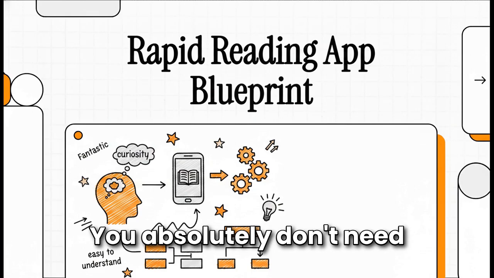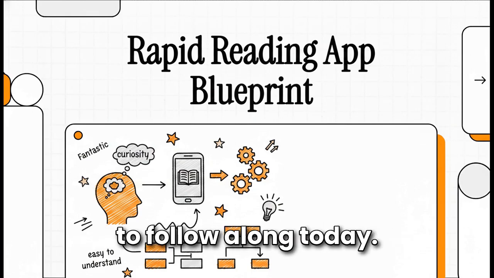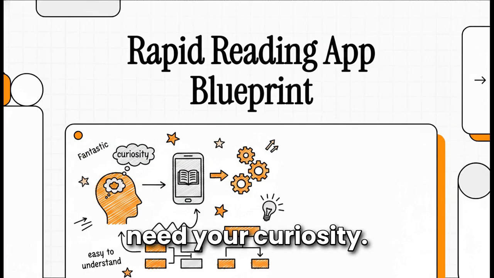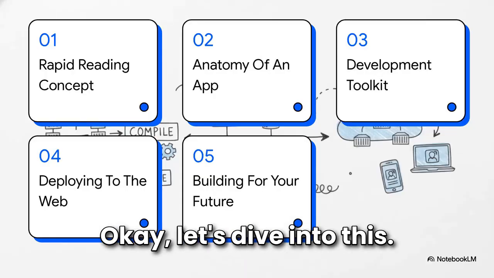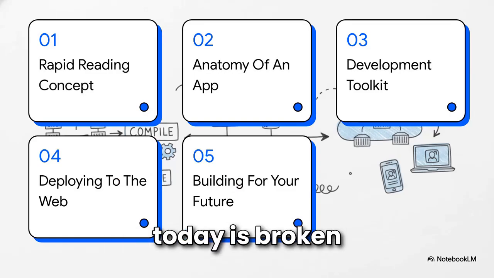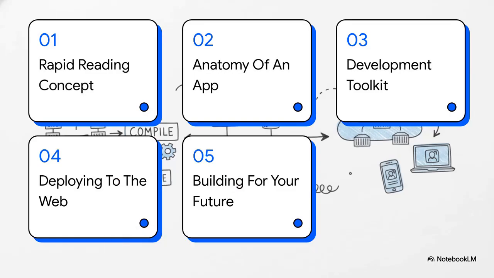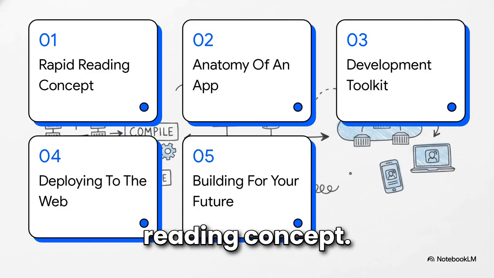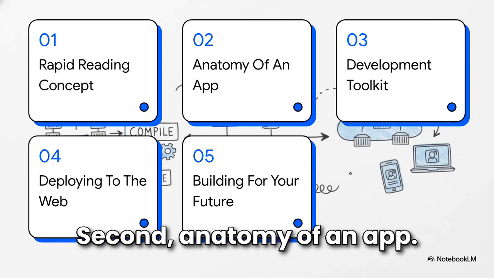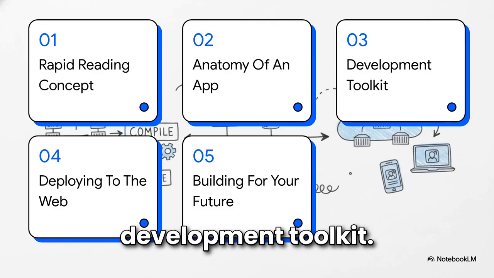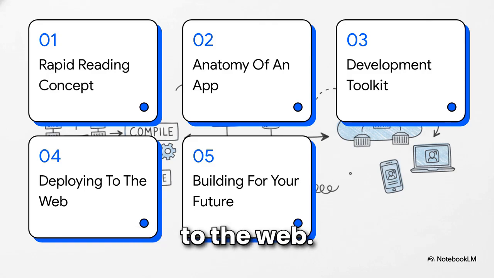You absolutely don't need a computer science degree to follow along today. You literally just need your curiosity. Okay, let's dive into this. Our educational blueprint today is broken into 5 really clear sections. First, the rapid reading concept. Second, anatomy of an app. Third, your fantastic development toolkit. Fourth, deploying to the web. And finally, building for your future.